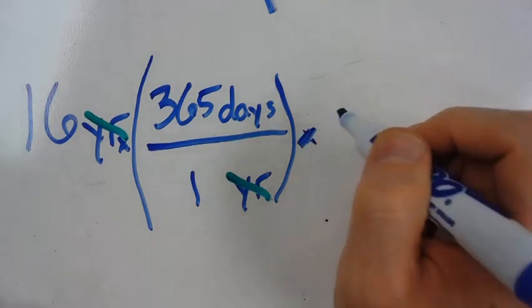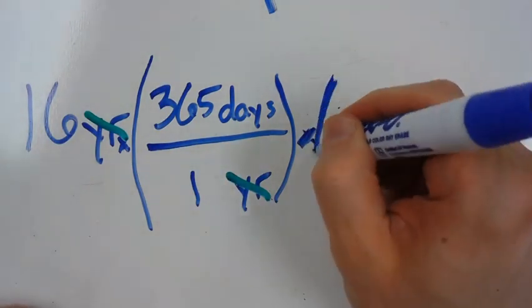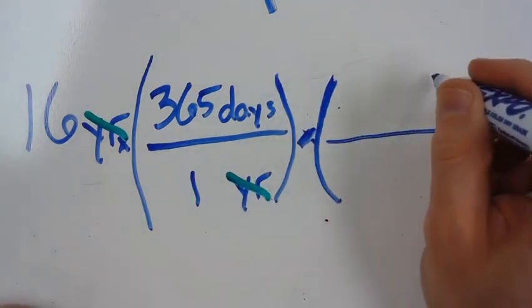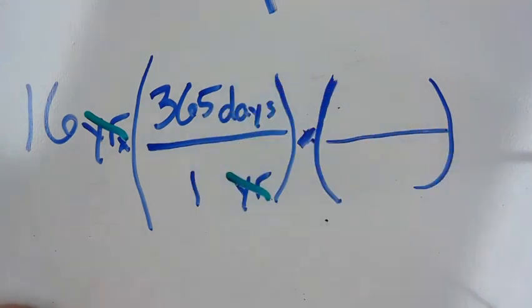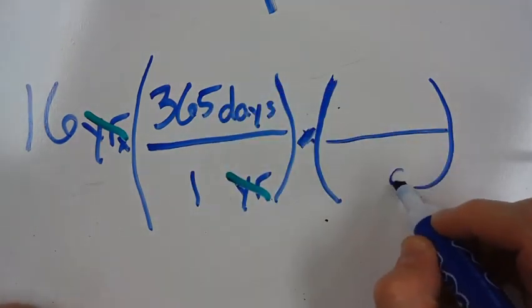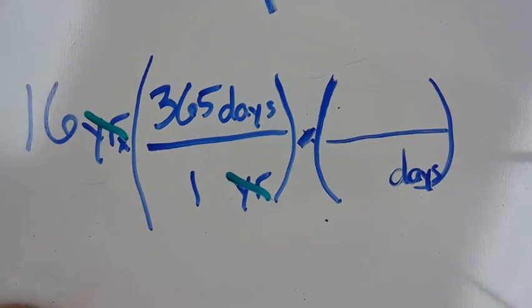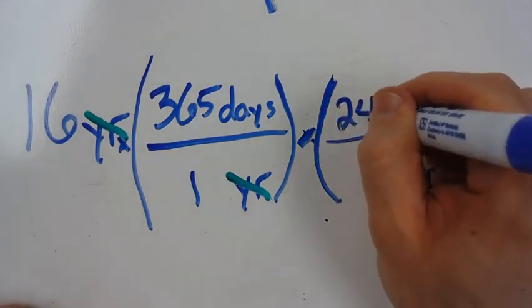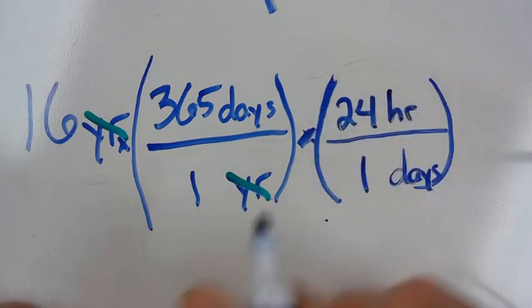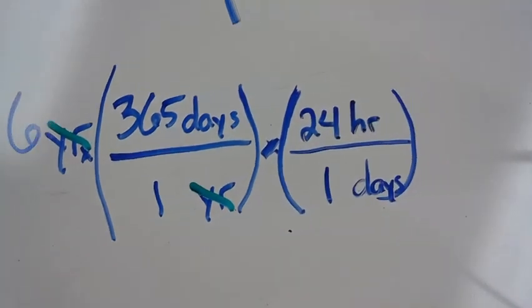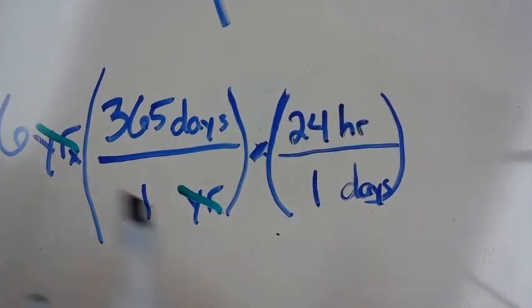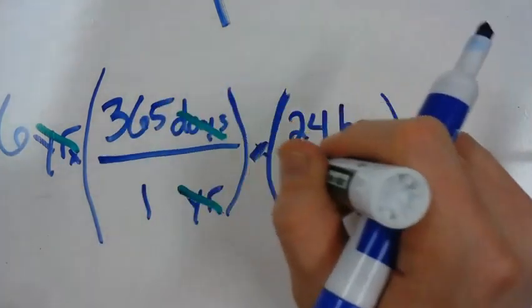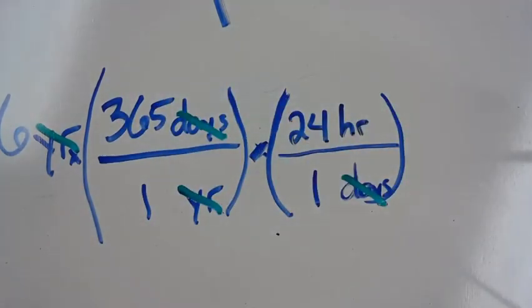Then if we wanted to continue on to the number of minutes, we're going to multiply by another fraction. And the only label that I have left is days, so I'm going to put days down here in the denominator. And I know that in 1 day, we have 24 hours. And then again, all of these things are going to multiply across. So days would be in the numerator and the denominator, and they would cancel out.